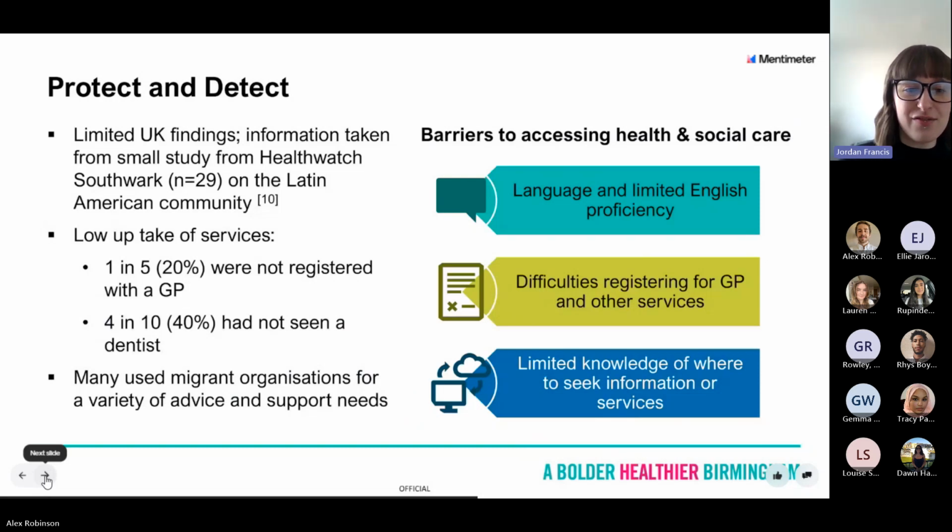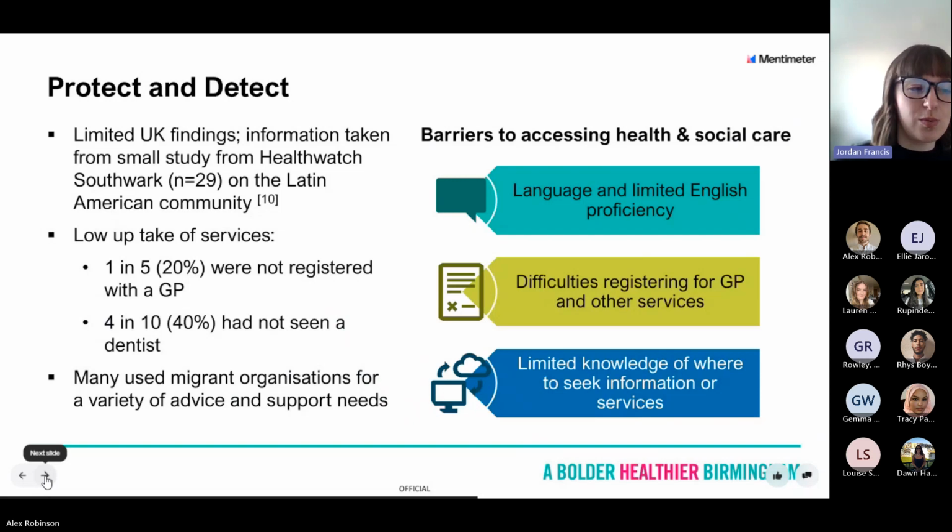And there was a heavy reliance on migrant organisations for a variety of advice and support needs instead of using those mainstream services. There were a couple of barriers the Latin American population identified as to why they weren't accessing these services regularly in the UK. Some of these included language and limited English proficiency, not having translated information or translation services, and difficulties in registering for GPs and other services, through either not understanding how to sign up or what the services available were.